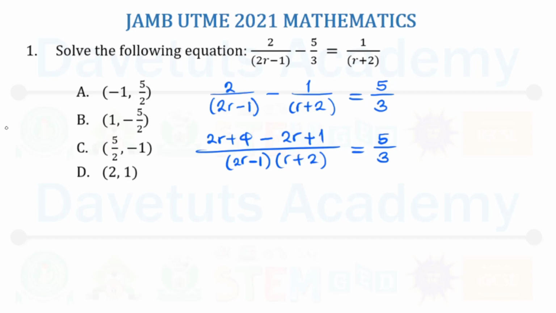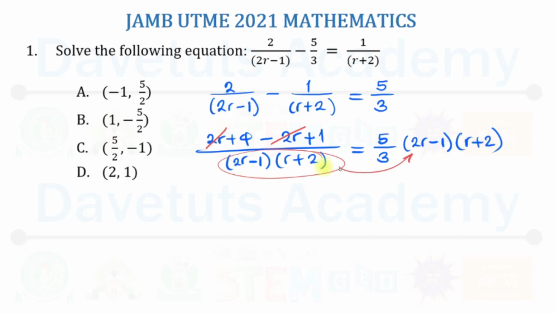So these are guides that can actually really help us to fast track our work and gain speed. And you can see 2r minus 2r, those ones knock out. This LCM, I can actually move here, okay, to the other side so that I will have it as 2r minus 1 multiplied by r plus 2.